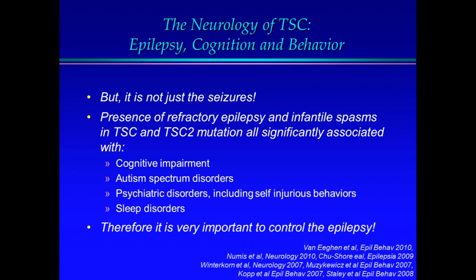And I think it's really essential to realize it's not just the seizures that are affecting people with tuberous sclerosis. We and several other groups have looked at the relationship of epilepsy to the other neurologic symptoms. The presence of refractory epilepsy and infantile spasms in TS, and also a mutation in TSC2, are all significantly associated with cognitive impairment, autism spectrum disorders, psychiatric disorders, including self-injurious behavior, and sleep disorders. And therefore, I feel like I've knocked this into the ground, but it's essential. It's really important to get epilepsy controlled in folks with TSC.